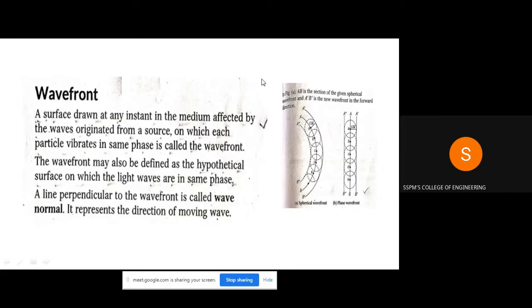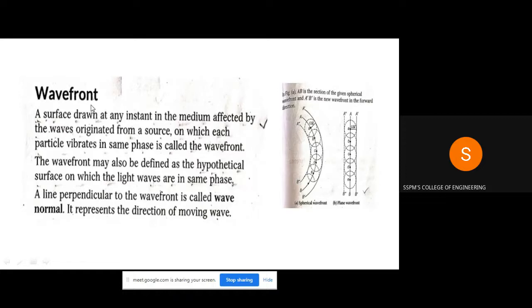So the basic concept is that light is a form of energy and light has wave nature. That is the best way to understand the different physical phenomena such as reflection, refraction, interference, diffraction, etc. Okay, so let us see one by one.